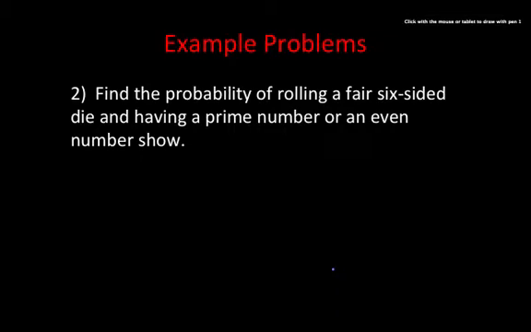So our next problem, we're going to find the probability of rolling a fair 6-sided die and have a prime number or an even number show. So this is my original example when I was explaining the difference between mutually exclusive and not mutually exclusive. So let's actually find that probability.